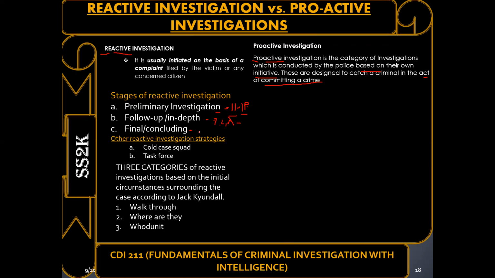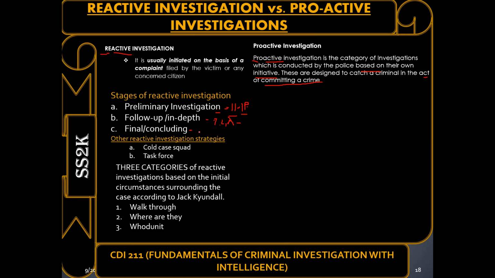Kapag ka naman nalaman mo kung sino ang gumawa ng krimen, subalit hindi mo alam kung nasaan nagtatago yung tao, ang klase daw nung pong reactive investigation ay yung tinatawag na where are they. Kasi alam mo kung sino sila, pero hindi mo alam kung saan sila naroroon. Di ba? Then we have who done it.